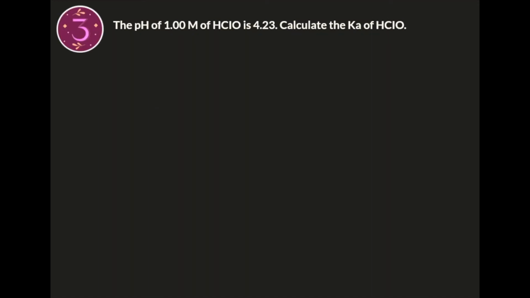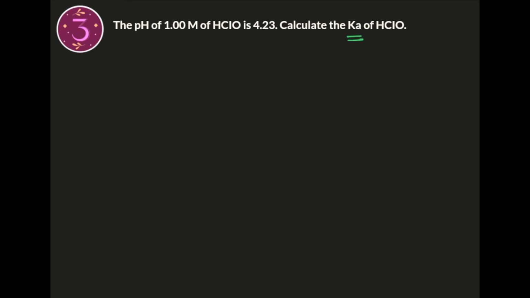We are now at question number 3. The pH of 1 molar of HClO is 4.23. Calculate the Ka of this substance. The keyword for this question is calculating your Ka. In order for you to calculate your Ka, the first thing that you need to do, as always, is write a balanced equation of this reaction.